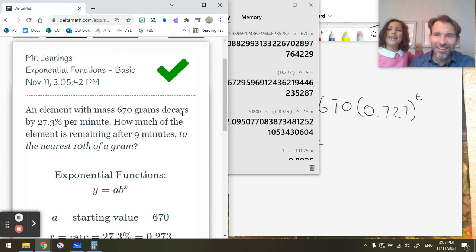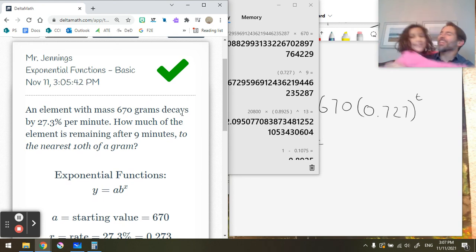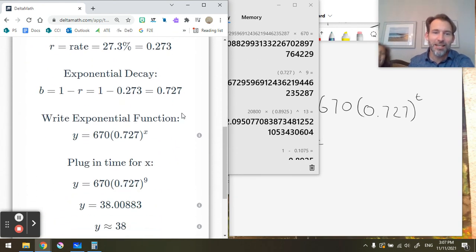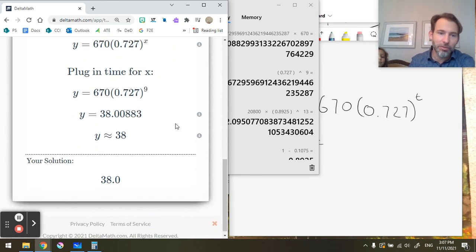Yay! Nous avons gagné encore! Oui! Yay! Oh yeah, I'm so pleased. Look, I got that right, even though I didn't check my mental math.